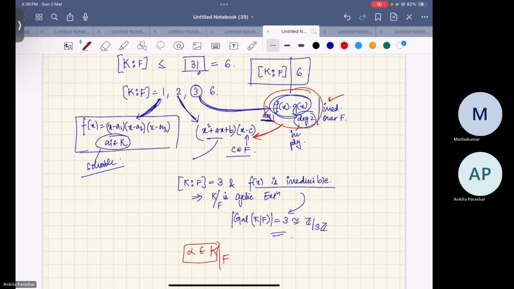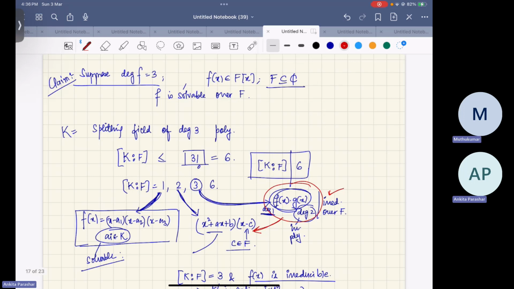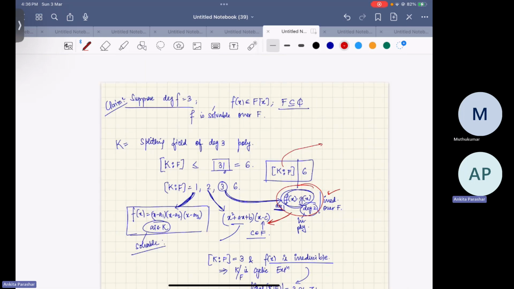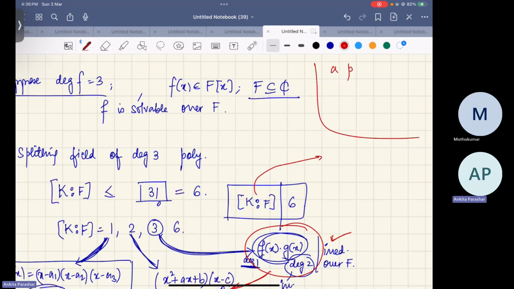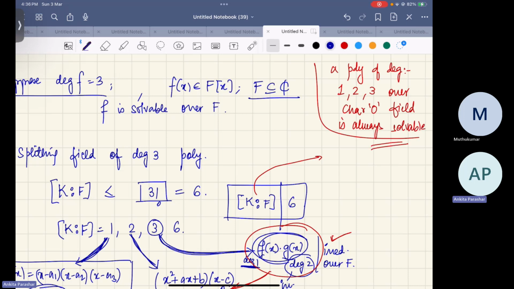Is this okay? Okay, so I think this case is also perfectly fine. Now remaining is K over F of degree 6. But we know that a degree 6 Galois extension is always solvable. That result is there. So therefore, if you have a degree 3 polynomial and you want to check it is solvable over a characteristic zero field, it is always solvable. So let me write: a polynomial of degree 1, 2, 3 over a characteristic zero field is always solvable. In fact, we will see something about degree 4 also.